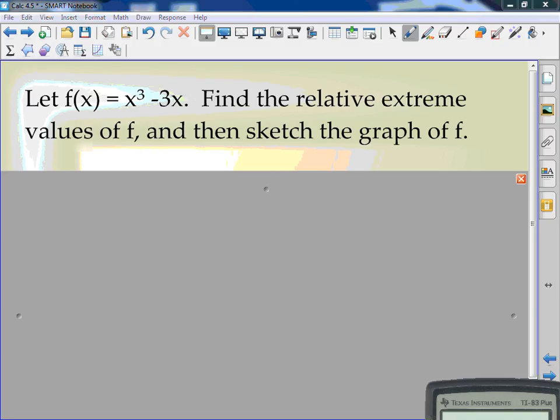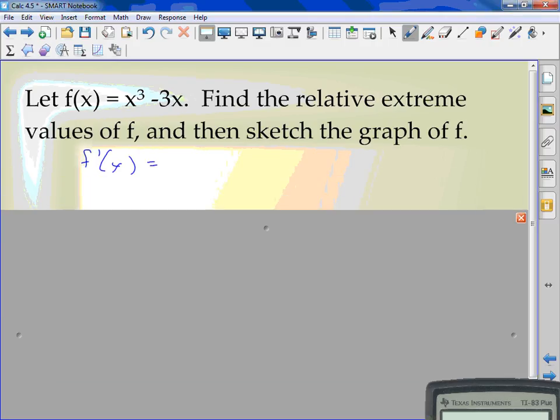All right. First thing we have to try to do is factor. What can I do here? Oh, yeah, sorry. First thing we have to do is derivatives. I thought I already had it up there. f prime of x is 3x squared minus 3.